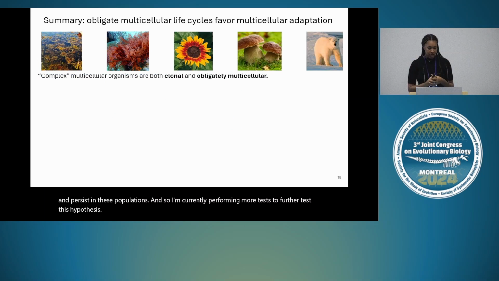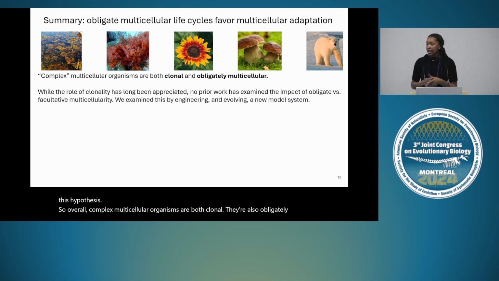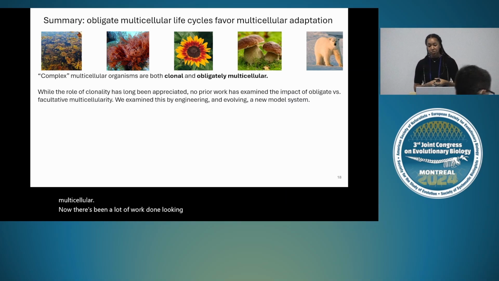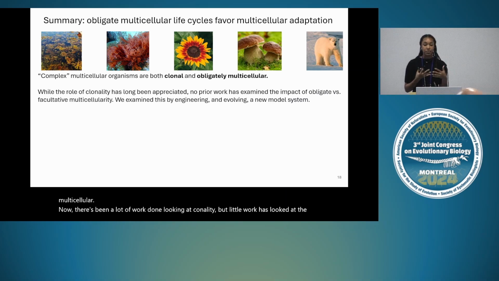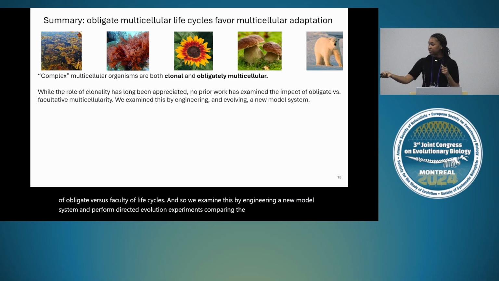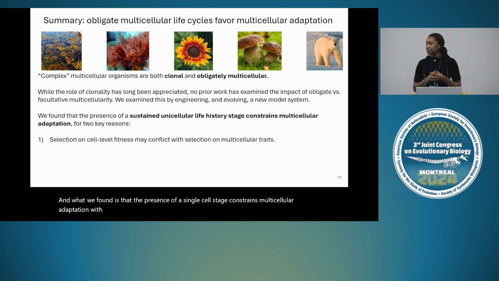So overall, complex multicellular organisms are clonal, but they're also obligately multicellular. There's been a lot of work done looking at clonality, but little work has looked at the role of obligate versus facultative life cycles. And so we examined this by engineering a new model system and performed directed evolution experiments comparing the two. And what we found is that the presence of a single cell stage constrains multicellular adaptation with 2 key mechanisms.